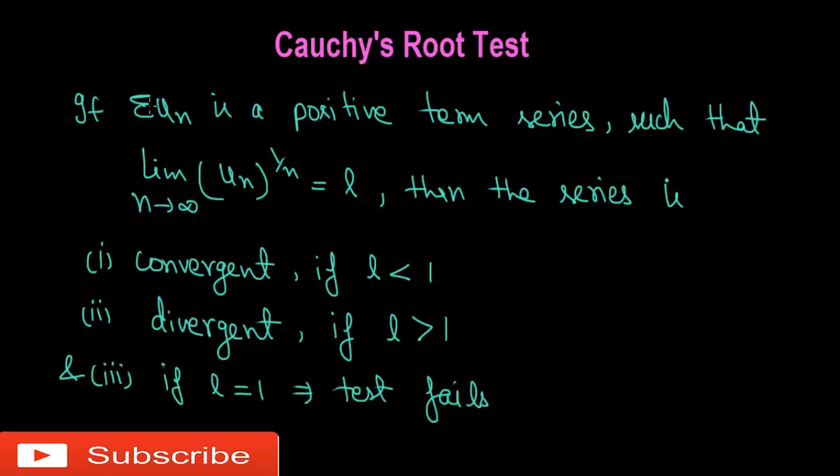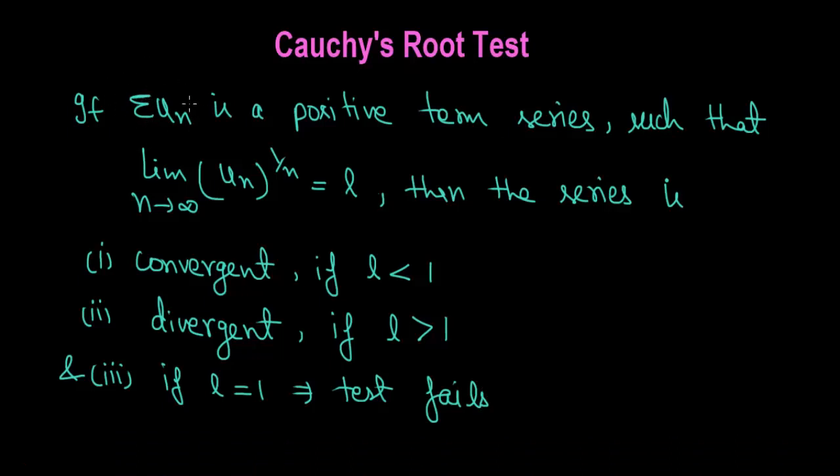It means if you have any positive term series sigma un, and for this series we take the nth term un and raise it to the power 1 by n, and then apply limit n tends to infinity, we get the result L. If this L is less than 1, the series is convergent. If L is greater than 1, the series is divergent. But if you get L equal to 1, the test fails here. So for convergence and divergence in the case of the root test, you will get the value of L either less than 1 or greater than 1.